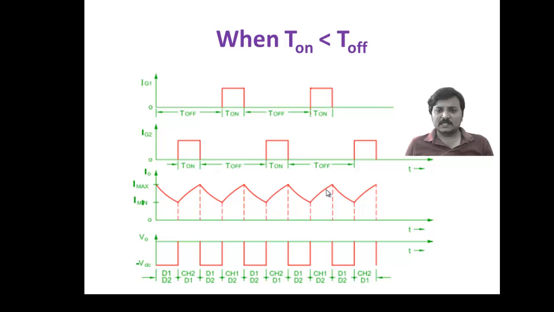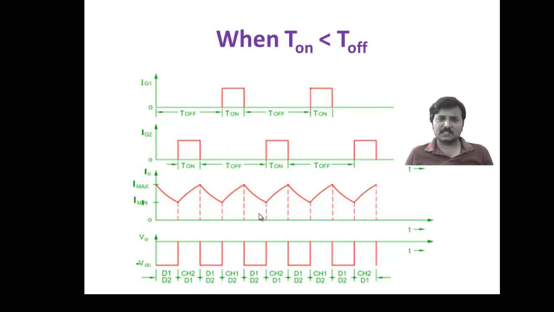Similarly, the current charging and discharging depends upon the inductance value, with continuous conduction. In this mode the negative voltage polarity is applied across the load, so the average voltage value is negative. In this mode D1 and D2 will be conducting.